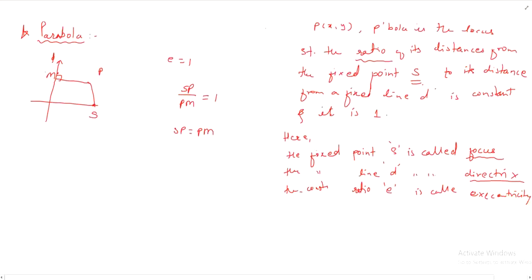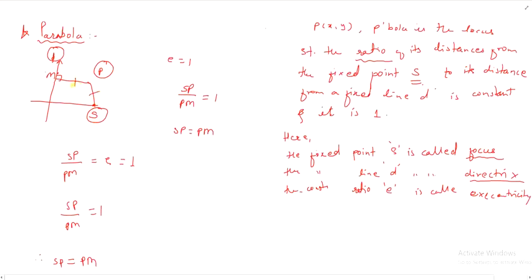Okay, from this diagram we can say that this constant or fixed ratio of the point, that is the distance of the point P from a fixed point S to its distance from a fixed line D, is always constant and is equal to E. In case of a parabola this E has value 1, that is SP by PM is equal to 1, that is, we can write SP is equal to PM.